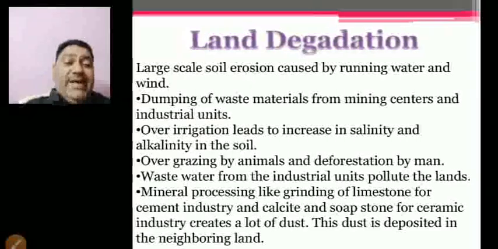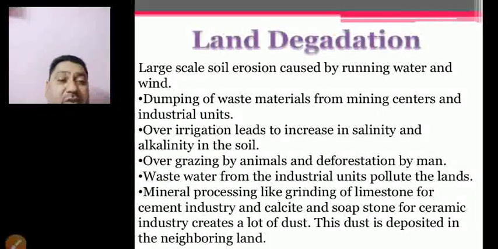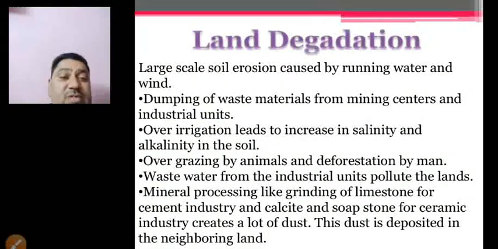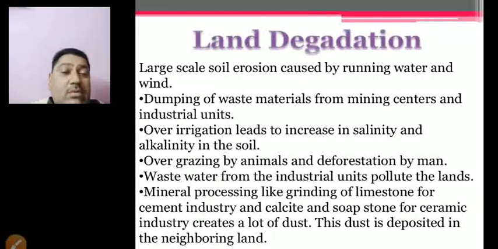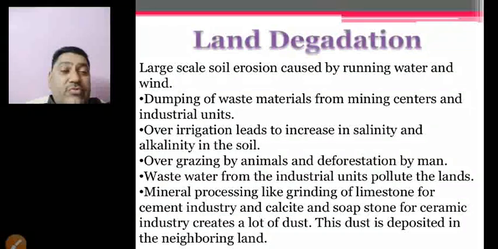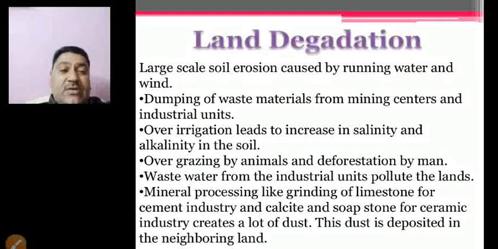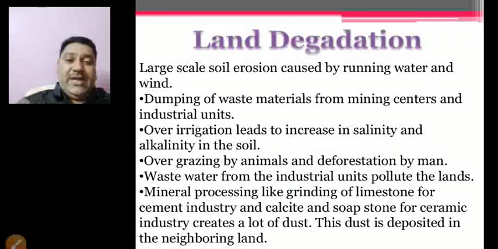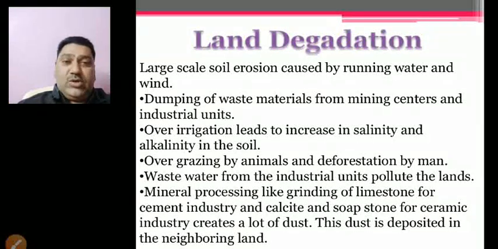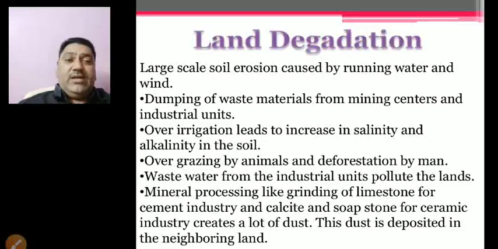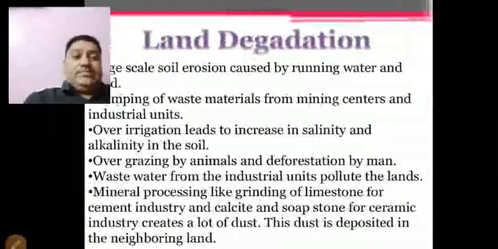And especially mining process like grinding of limestone for cement industry, or one mineral called as calcite and soapstone, these are grinded for ceramic industry. So when these things are grinded, because of less weight, they create lot of dust, and this dust is deposited in neighboring land, and it doesn't allow the water to percolate into the underground, and thus it causes land degradation.